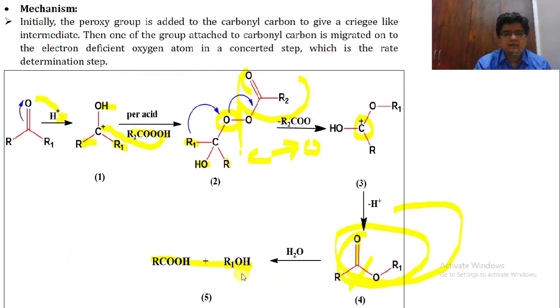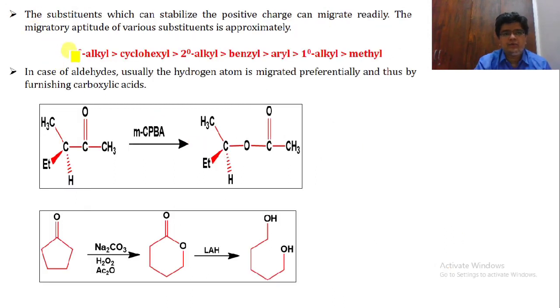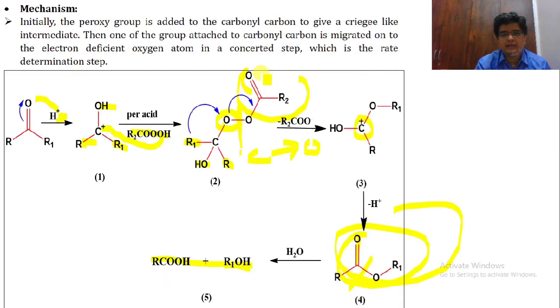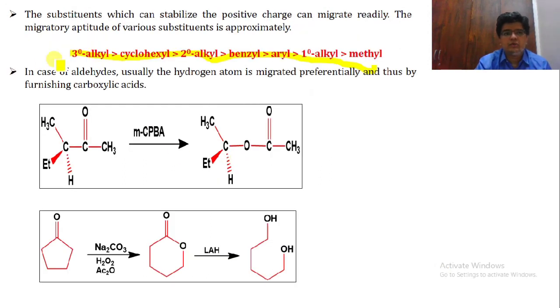Okay, so now suppose here we are having two different types of R group. So now what will happen? At that time you have to remember this sequence. The sequence will follow like this: tertiary alkyl, cyclohexyl, secondary alkyl, benzyl, aryl, primary alkyl and methyl group. So this sequence you have to remember when R and R dash are both different. At that time, the group having higher priority migrates first, that is migratory aptitude.